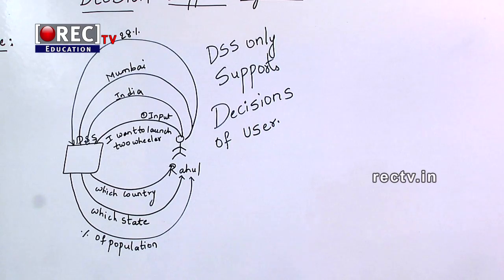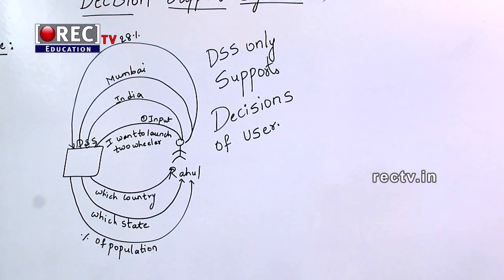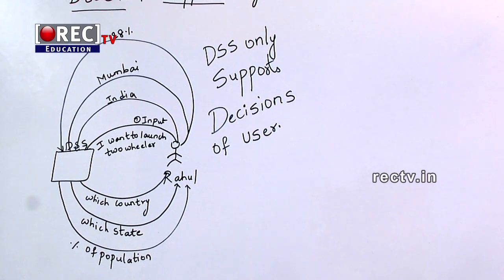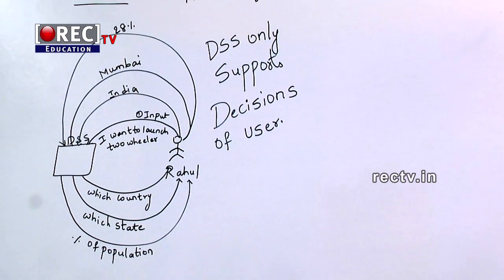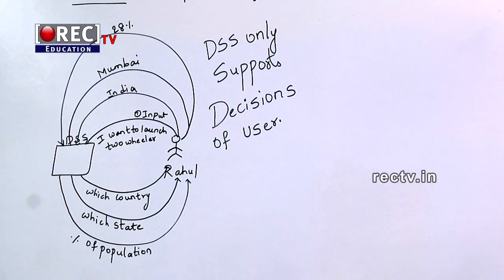Here in the diagram we can clearly see that DSS means decision support system, and the person standing in front of it, the user, is Rahul. Now Rahul asks the question in his mind in the form of an input to the DSS: I want to launch a two-wheeler. After taking this input from the user Rahul, the DSS will search its database whether there is any answer related to his question.